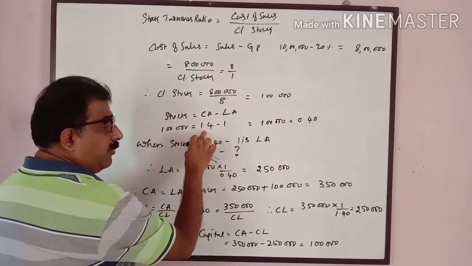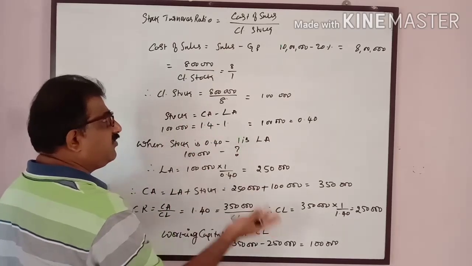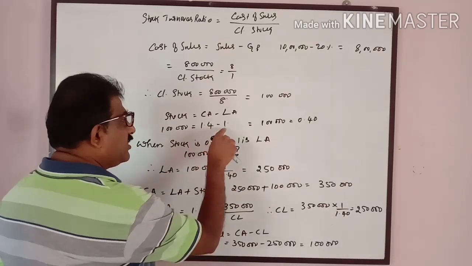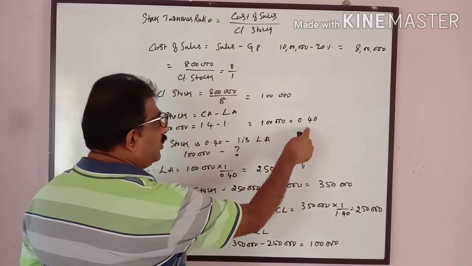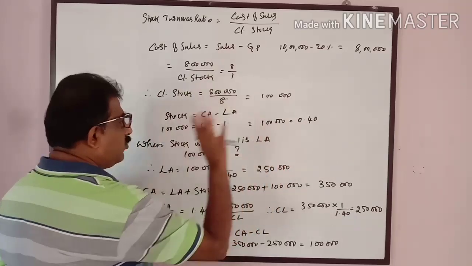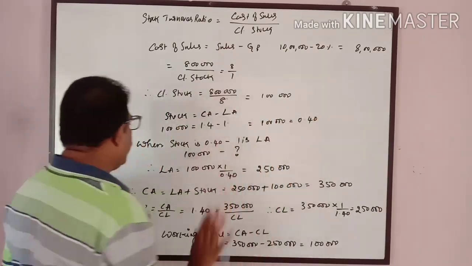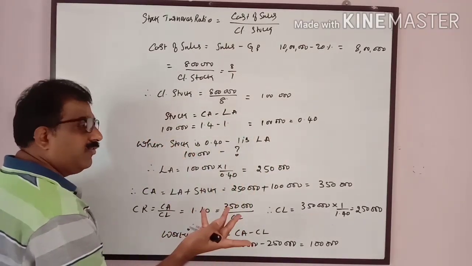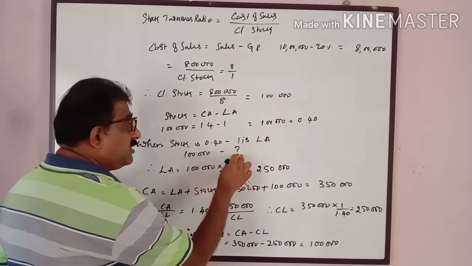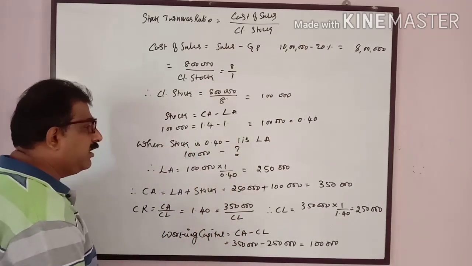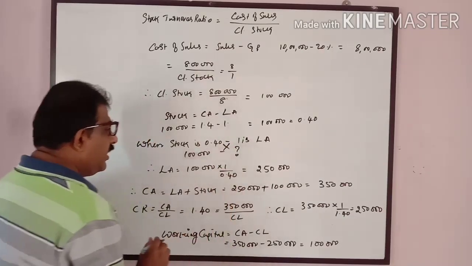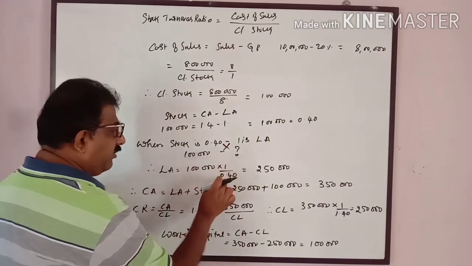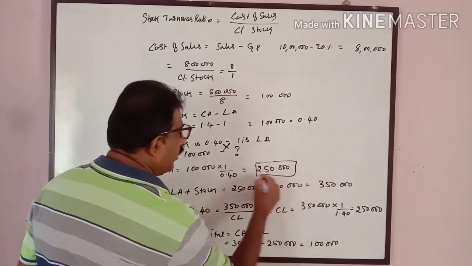Current ratio is given as 1.4 times in the problem. Liquid assets is given as 1. 1.4 minus 1 is equal to stock, that is 0.40 is equal to stock. When stock is 0.40, 1 is the liquid asset. When stock is 1 lakh, what is the liquid asset? Cross multiply this and you get the answer. Liquid assets now becomes 1 lakh into 1 divided by 0.40, which comes to 2 lakh 50.